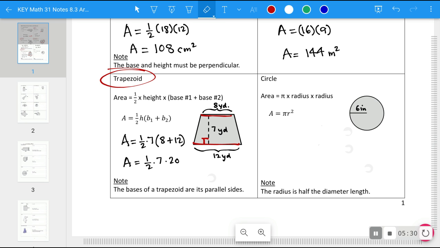And probably the easier way to do this one would not be to take half of the 7. That'll give a decimal number. It'd be take half of the 20, and that would give 10. 10 times 7 is 70. So this one is 70 square yards of area.